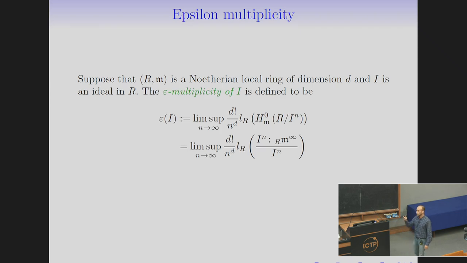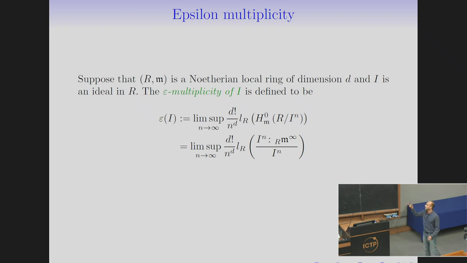This notion came up in the works of Kleiman, Ulrich, and Validashi. It gives a generalization of the usual Hilbert-Samuel multiplicity. The setup is as follows. You take any local ring R, take an ideal I in there, and you look at R mod I to the power n. That needn't be of finite length, so you apply local cohomology to make it finite length, and then you can talk about its length.